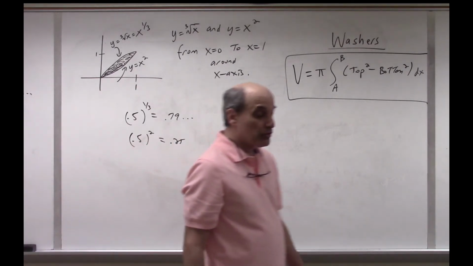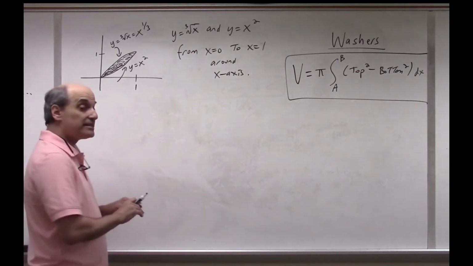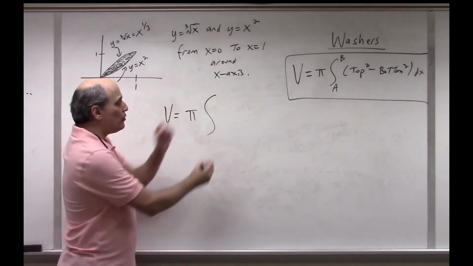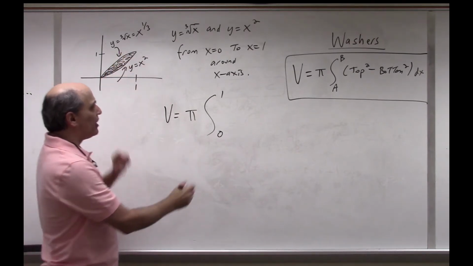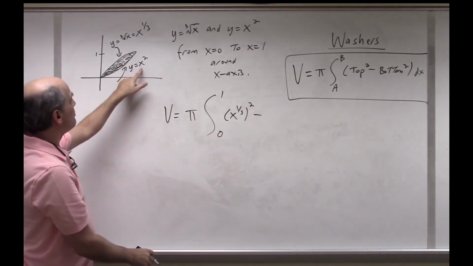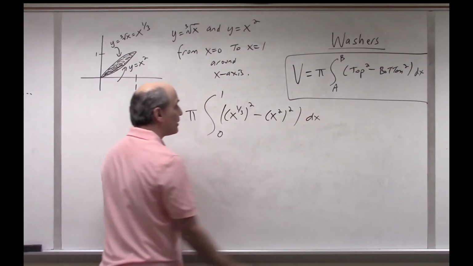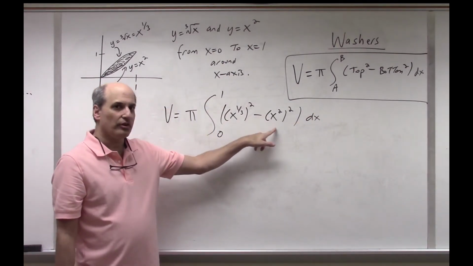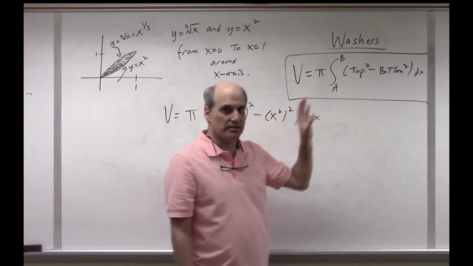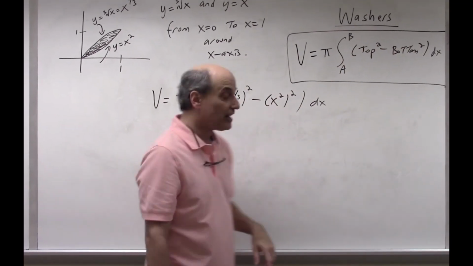Okay, once we know that, the rest of this is just doing the integration. So let's set it up. The volume is pi times the integral from 0 to 1 of the top function squared minus the bottom function squared dx. Make sure you square first and then subtract. It's not top minus bottom quantity squared. It's top squared minus bottom squared. I tried to emphasize that by writing it that way.